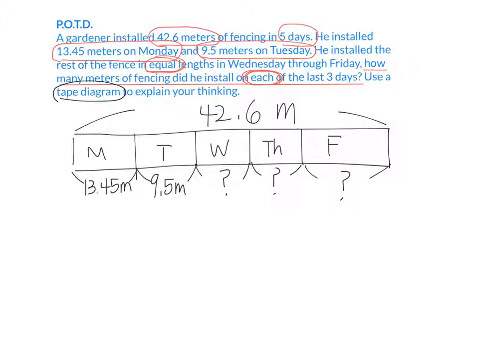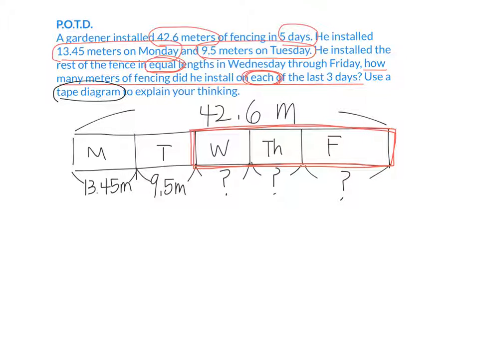Now, if I know there's 3 equal amounts on Wednesday, Thursday, and Friday, that's 3 groups that are the same size, right? Should I just divide 42.6 divided by 3 to find that out? No. Because did he install all of the 42.6 on those 3 days? No, he only installed this portion of it, right? So how can I figure out this portion of it?